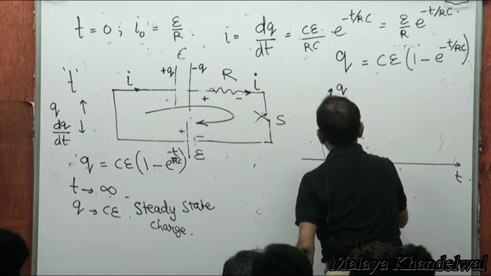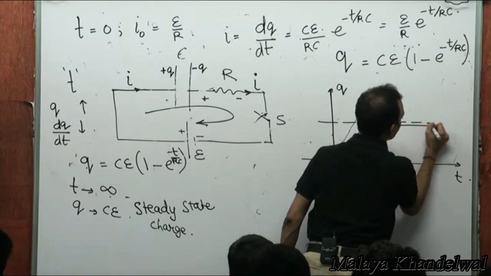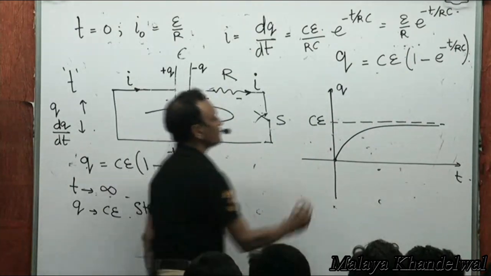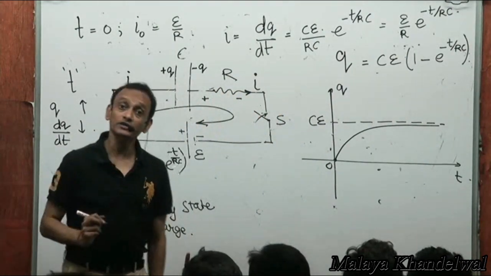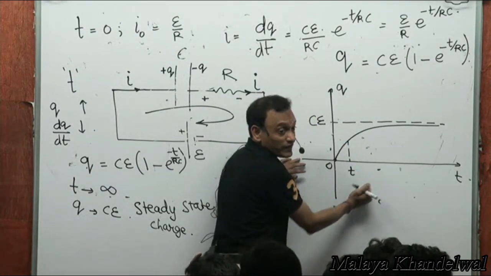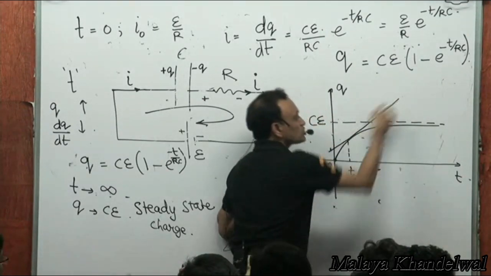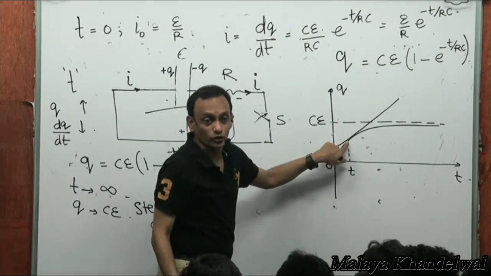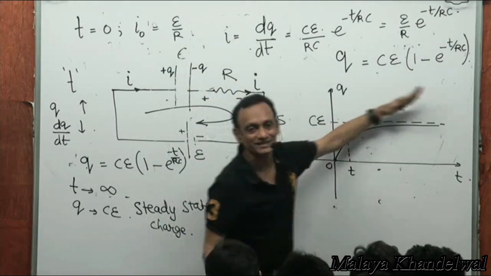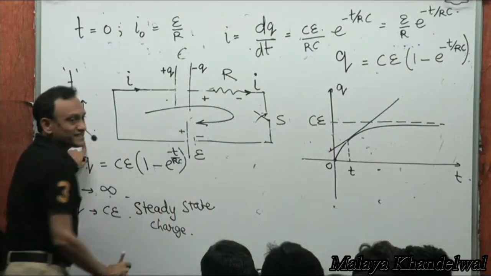Eventually, charge attains what is called a steady state value of C epsilon. Notice, at any given instant of time t, the current would be given by dq/dt. dq/dt is what? The slope. The slope of this tangent at this instant of time will be dq/dt, the current. Do you realize? And as you go further and further, the slope of the tangents will decrease. If the slope decreases, that means current is decreasing. Yes or no? So dq/dt is decreasing.